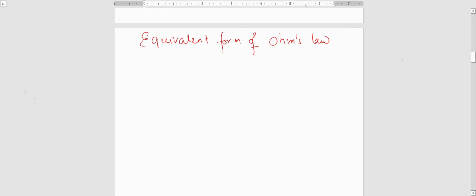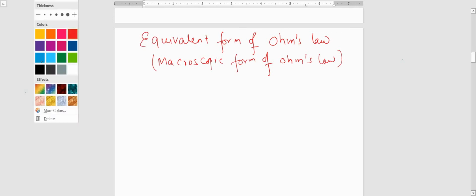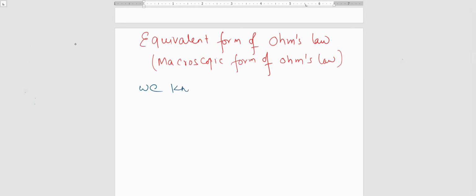So what is the equivalent form of Ohm's law? It is also called the macroscopic form of Ohm's law. Okay, so we know that V is equal to I into R. This is Ohm's law, isn't it? Now, what is the formula for R? R is equal to rho L by A, right? It is rho into L by A.